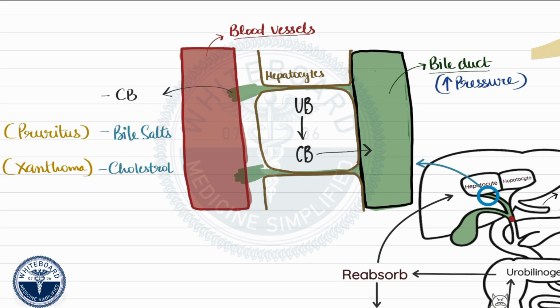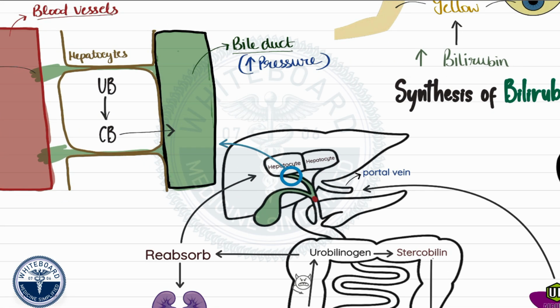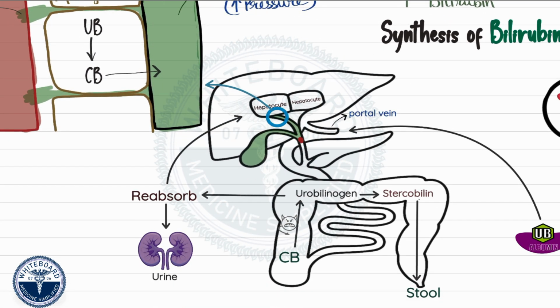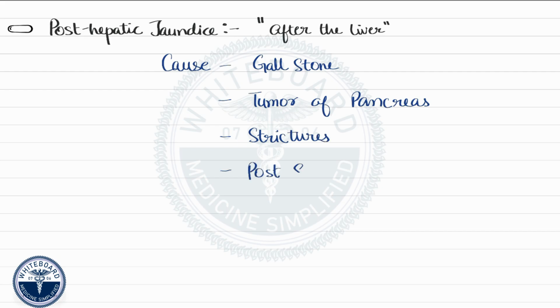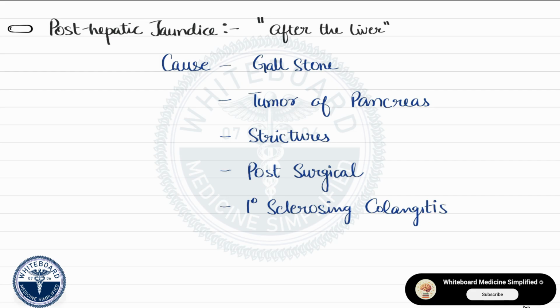Because of the obstruction, no bile reaches the intestine. As a result, there is little or no formation of urobilinogen and stercobilin. Common causes of post-hepatic jaundice include gallstones obstructing the common bile duct, tumors of the pancreas or bile duct leading to obstruction, biliary strictures, post-surgical obstructions, primary sclerosing cholangitis, and biliary atresia.